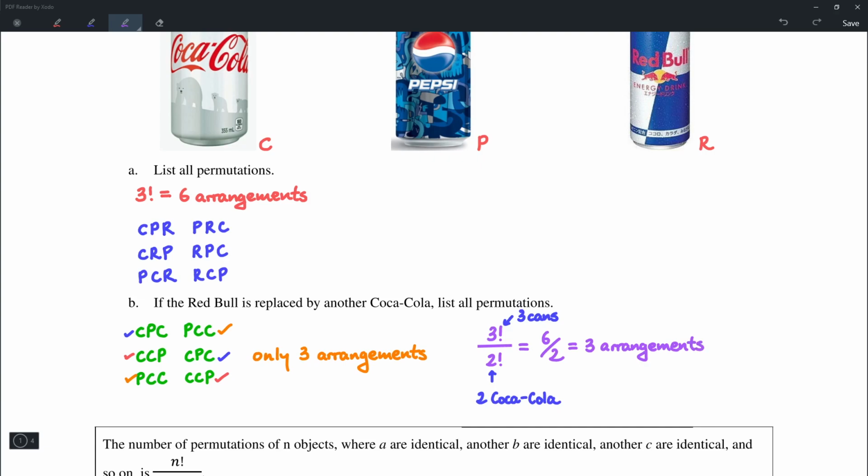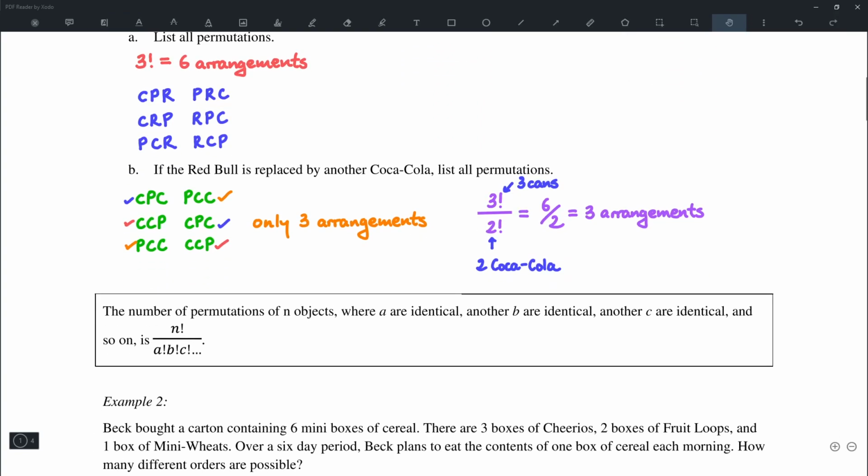And this result can be generalized as follows. So the number of permutations of n objects, where A of them are identical, B of them are identical, and so forth, is listed right here as n factorial divided by A factorial times B factorial times C factorial, and so forth. So next, let's apply this formula to a few examples.